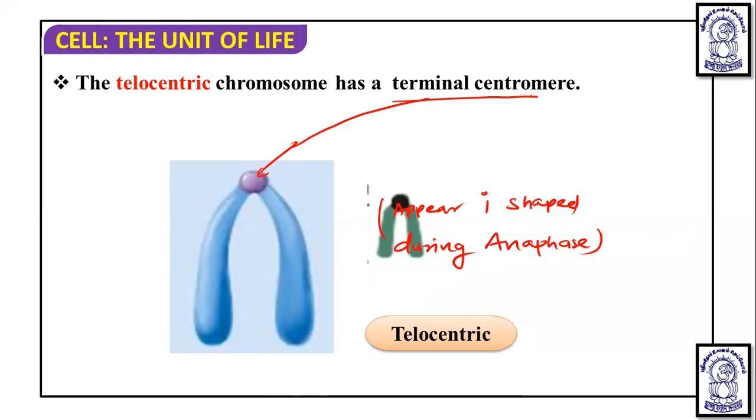Now, if the centromere is absent, then it is known as an acentric chromosome, and if there are two centromeres, then it is known as a dicentric chromosome. So remember, acentric means centromere absent, and dicentric means presence of two centromeres.